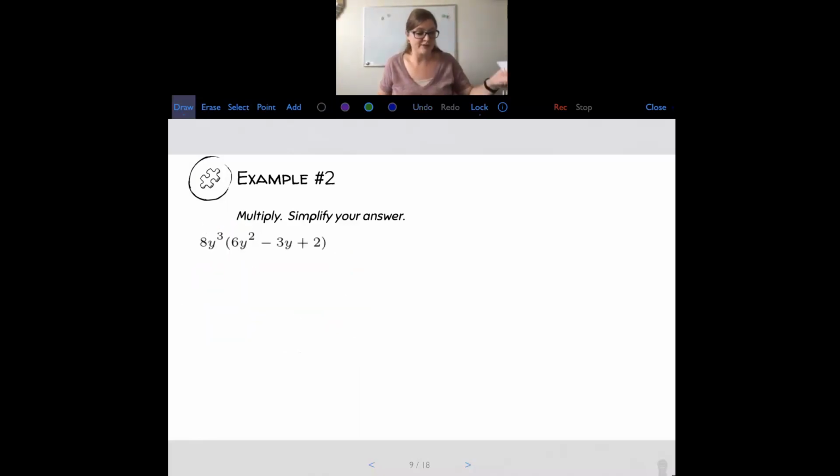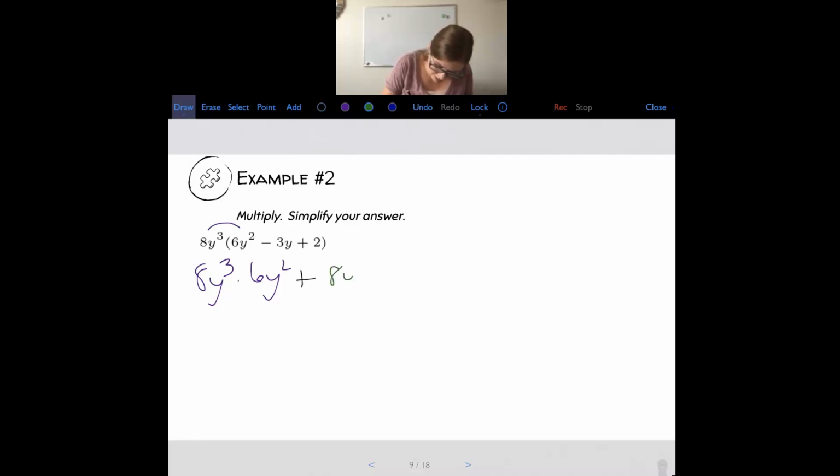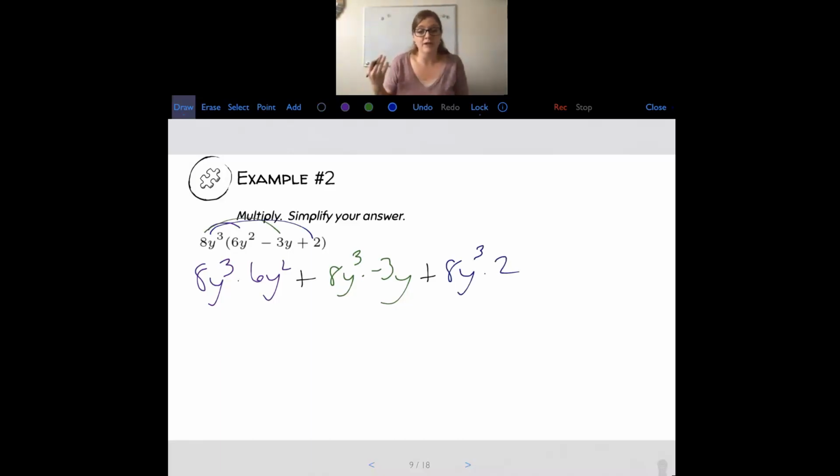Multiply, simplify your answer. So in this case, the 8y cubed is distributing to all three terms in the parentheses. So 8y cubed times 6y squared. And then we have 8y cubed times negative 3y. And then we have 8y cubed times 2. Okay, so I'm writing this all out. You might be able to do this in your head, which is okay. Remember, it's always good to show your work, so I know your train of thought. But for now, we're going to simplify.